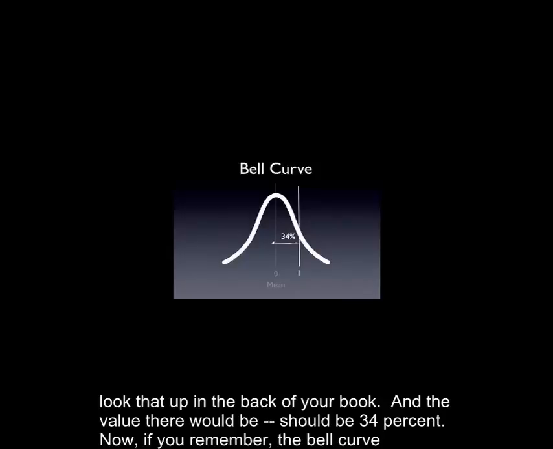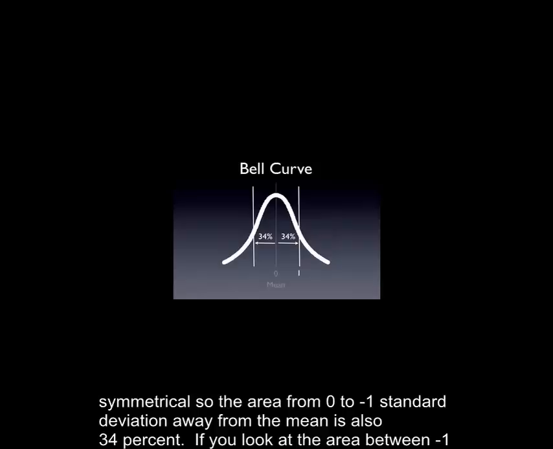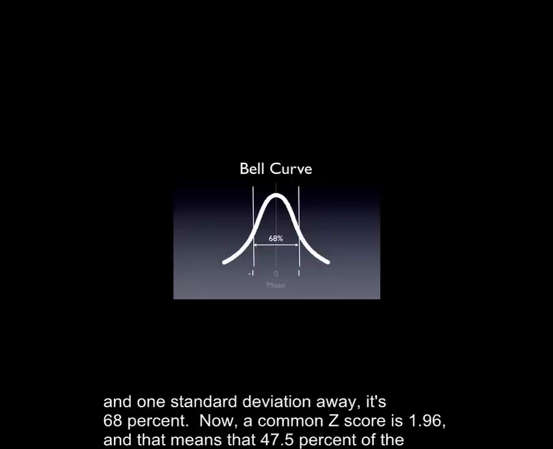Now, if you remember, the bell curve is symmetrical. So the area from 0 to negative 1 standard deviation away from the mean is also 34%. If you look at the area between negative 1 and 1 standard deviation away, it's 68%.